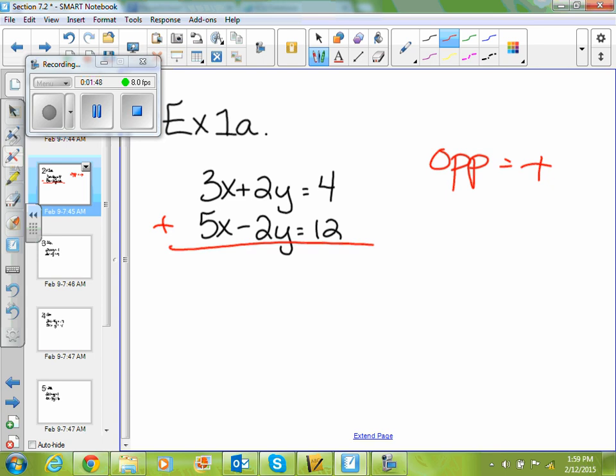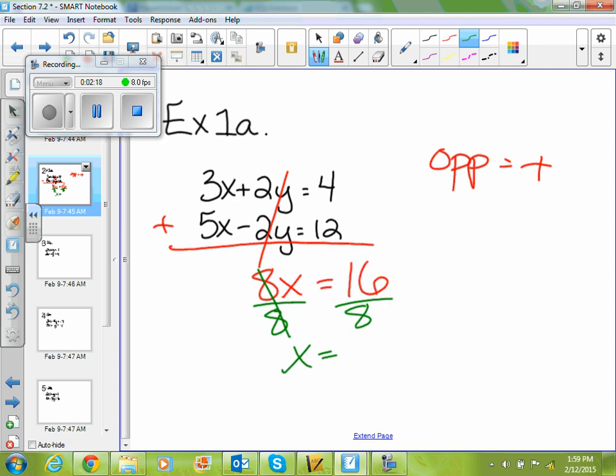Okay, so we're adding our two equations, which means our two y's are canceling out. 3x plus 5x is 8x. 4 plus 12 is 16. How do I finish solving that for x? How do I solve this for x, guys? Kelson, how do I solve it? So x equals 2. Okay, so let's plug that 2 back in for x in our first equation.